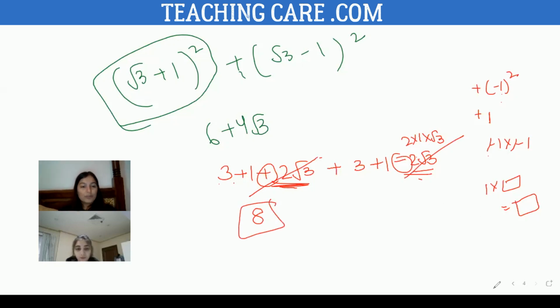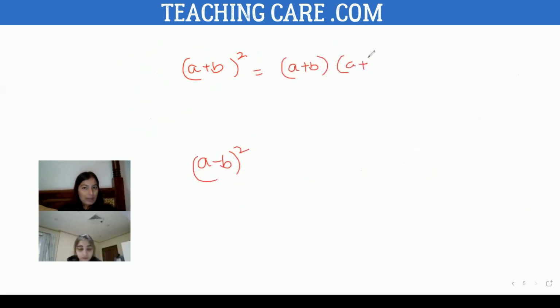Correct. So in case you forget what is a plus b whole square or a minus b whole square, you can also do one more thing, Sama. You can multiply a plus b 2 times. It's one and the same thing. You will start with the first a, multiply it with a plus b, the second bracket, and then take b from the first bracket and multiply it with the second bracket again. What will you get?